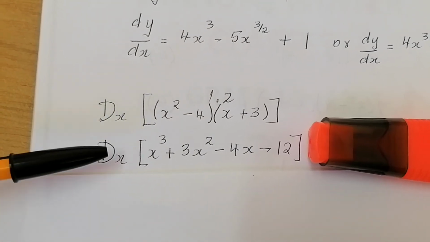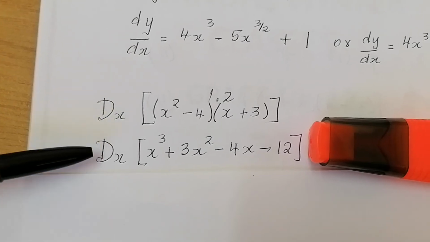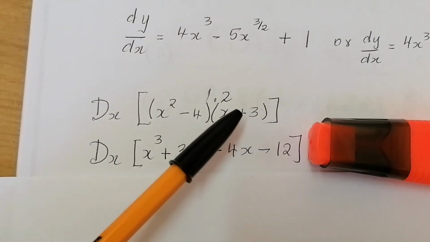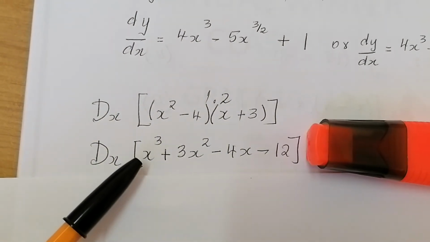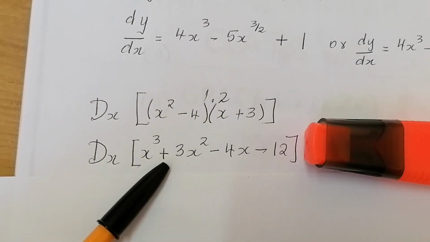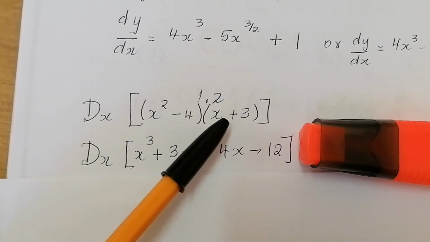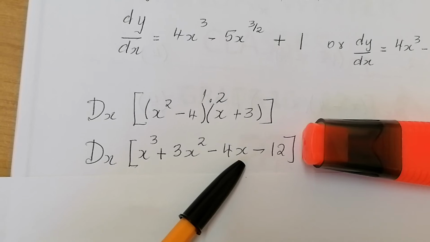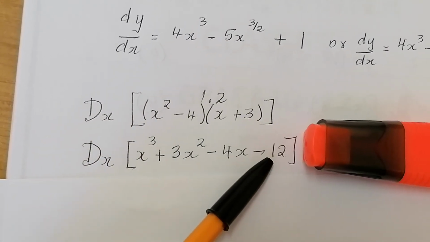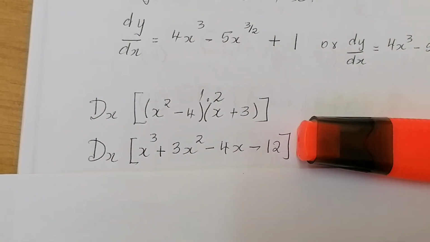I haven't differentiated. Please note that, folks. I have not started differentiating here. I'm just multiplying. X squared multiplied by x is x to power 3. X squared multiplied by plus 3 is plus 3x squared. Then I multiply minus 4 by plus x, which is minus 4x. I multiply negative 4 by 3, which is minus 12. Now, I can differentiate.